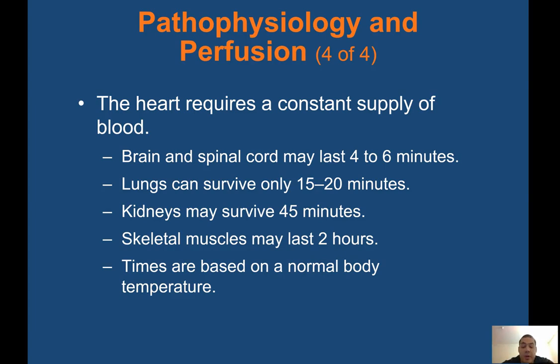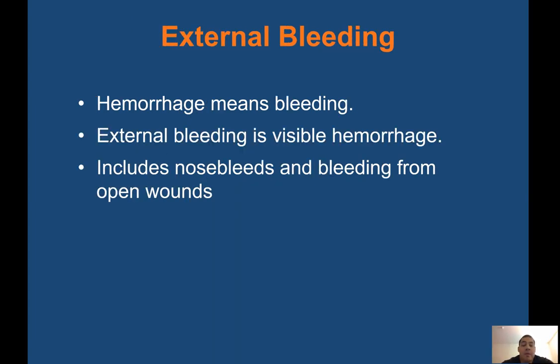So this is why it's important as soon as you get on scene to maintain the airway, make sure they're breathing, or we can breathe for them and try and get them some oxygen. So external bleeding. Hemorrhage means bleeding. That's going to be your medical term. External bleeding is a visible hemorrhage. Includes nosebleeds and bleeding from open wounds.